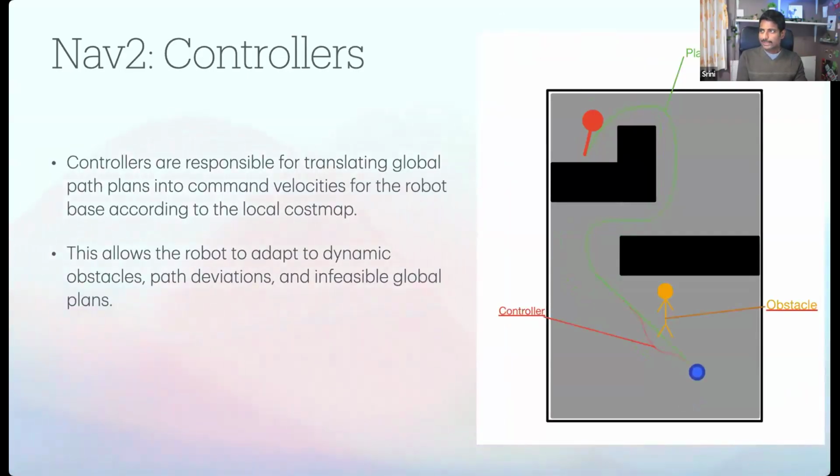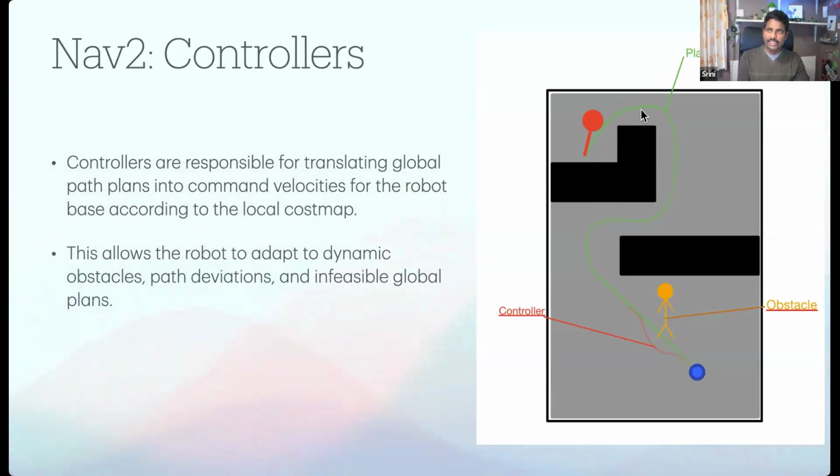So controllers, I said controllers basically translate a path to commands to your robot, or velocities that the robot would follow. So you have a plan, and you specify, okay, let's say you want to go straight here. If it's a differential drive, you just give the same velocity for both the motors. And then when you want to turn here, you would increase the left velocity and decrease the right velocity. So in the simplest sense, that's what a simple controller would do.